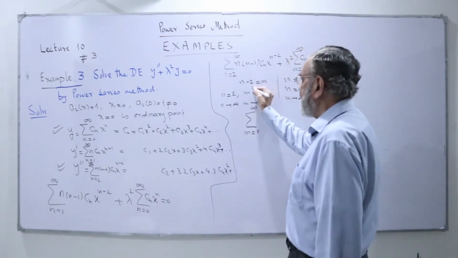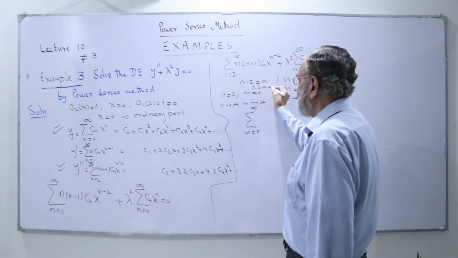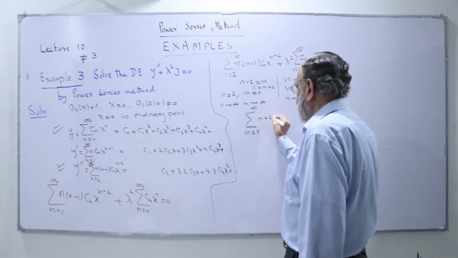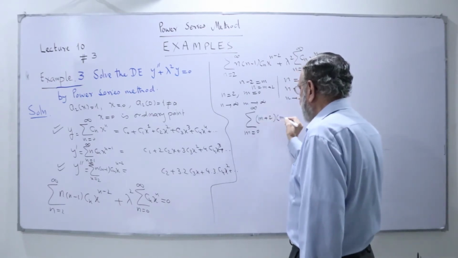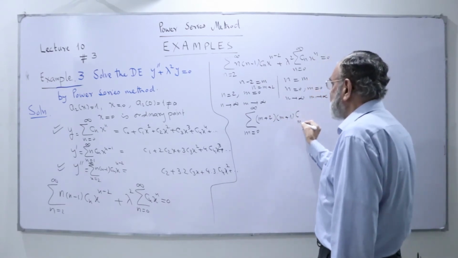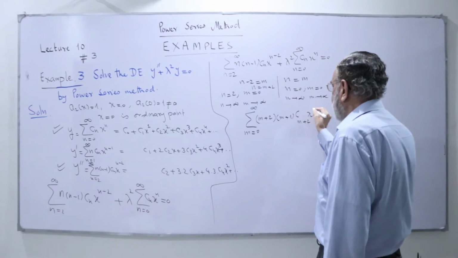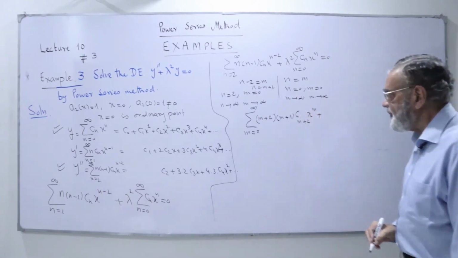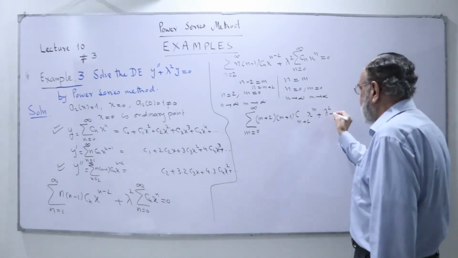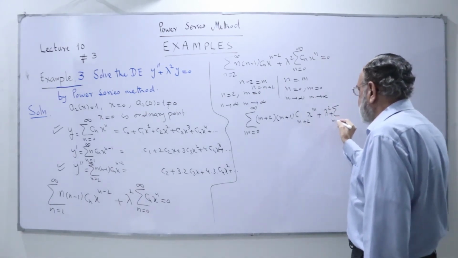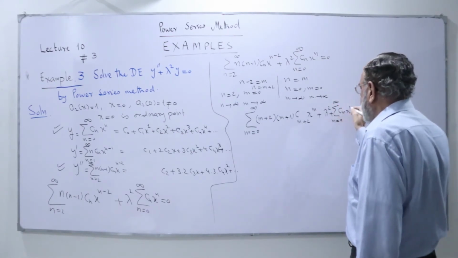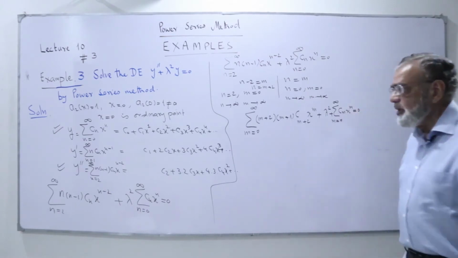And here we get the value of n. What is the value of n? n is equal to m plus 2. So we have here m plus 2, then m plus 2 minus 1, that is m plus 1. We take here minus 1 out. Cn, n is m plus 2, x to power m. Then we have plus sign here. We write here the second term. Second term is lambda square, sigma m is from 0 to infinity, and we get Cm x to power m equal to 0.